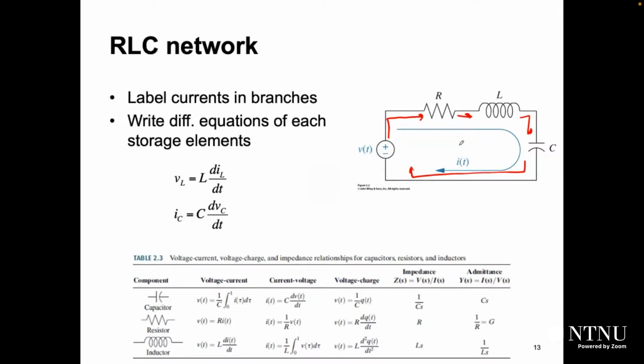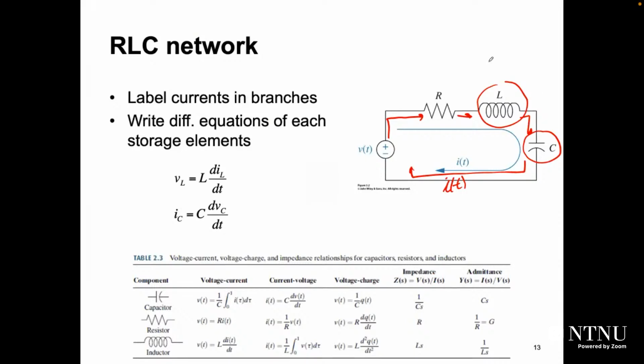So we will label the current. We will have only I of t. So I of t will be my current. After that, we will look into elements or components which store energy or charge, right? And we will write the differential equation which describes it. So we will look into L and C, the inductor and the capacitor.